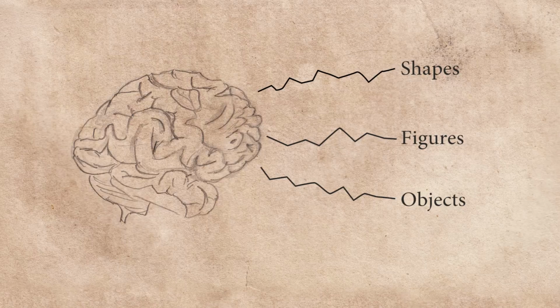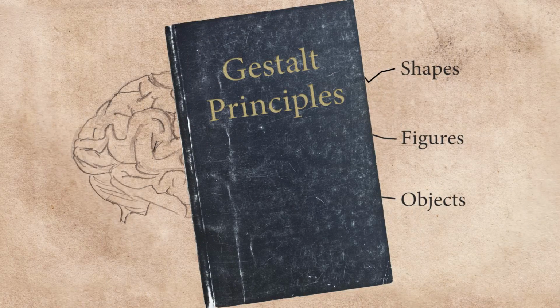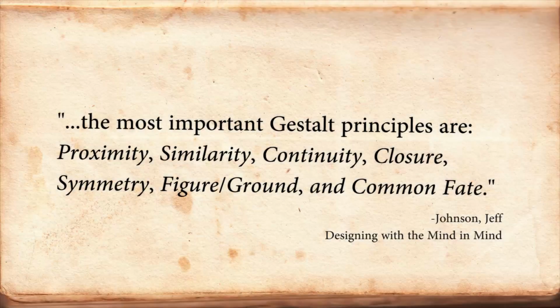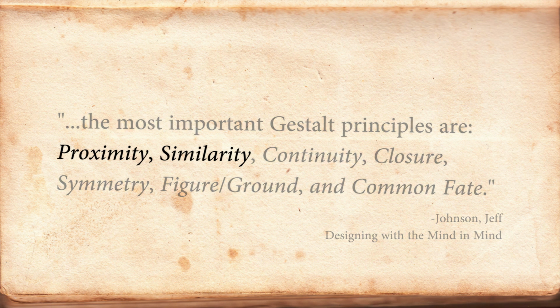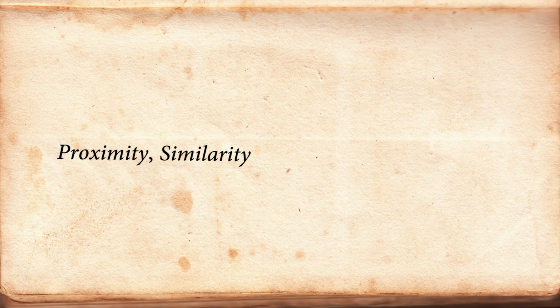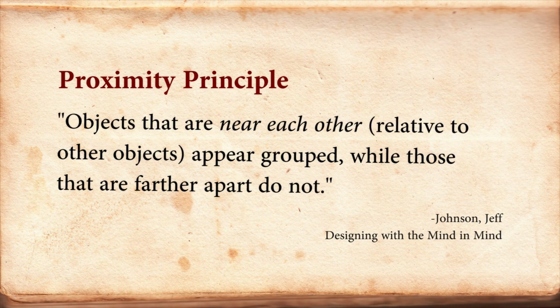They named their discovery the Gestalt principles. The most important Gestalt principles are proximity, similarity, continuity, closure, symmetry, figure ground, and common fate. But in Blender's case, I'm going to focus on the two that are most important: proximity and similarity. For example, it's likely that you'd see this not just as a group of arbitrary dots, but as two separate groups of dots. That's the principle of proximity at work. Objects that are near each other, relative to other objects, appear grouped, whilst those that are farther apart do not.